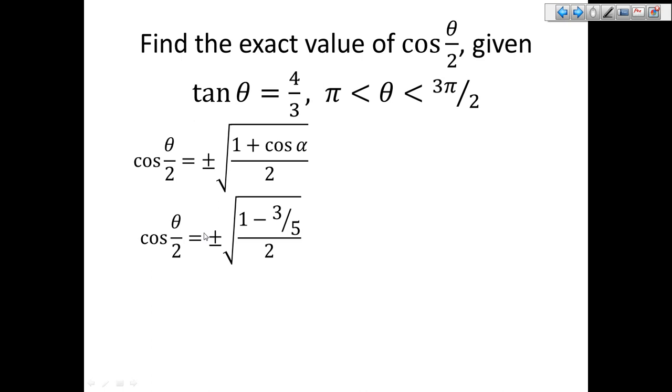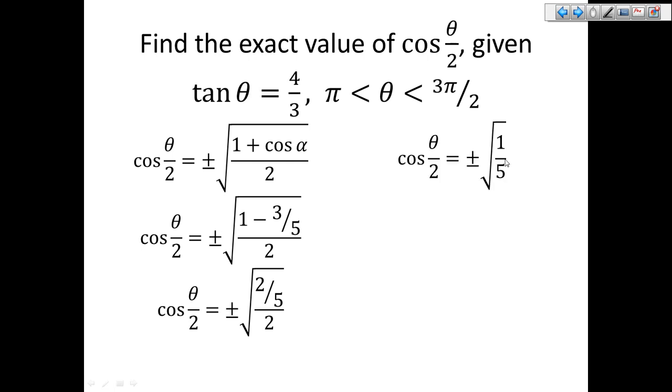Okay, now this equation doesn't tell me whether to use positive or negative. So that's something we're going to have to deal with in a little bit. But let's do some simplification first. 1 minus 3/5 is 2/5. And since I'm dividing by 2, I can turn it into the square root of 1/5. Okay, now that I've got it all reduced, now I've got to make this decision.